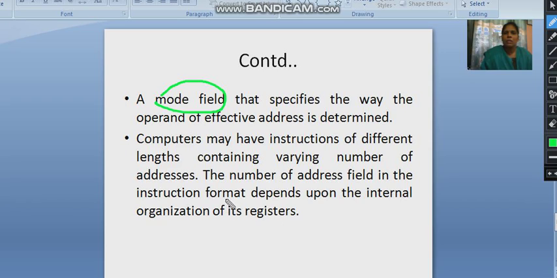A computer may have instructions of different lengths containing various numbers of addresses. The number of address fields in the instruction format depends upon the internal organization of the registers. So it depends on the different architectures of the computer system, how many bits we can designate for the instruction codes or formats.